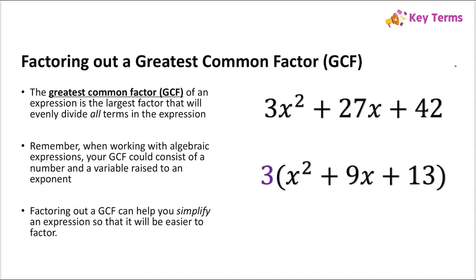So I just want to also remind you to always be on the lookout for a GCF. Remember that a GCF is an expression that will evenly divide all the terms in the expression, and if you just get in the habit of factoring out a GCF, it's going to help you simplify a lot of these problems. So for example, here, instead of starting to try to factor 3x squared plus 27x plus 42, I can just divide that 3 out of every term and rewrite this as 3 times x squared plus 9x plus 14.